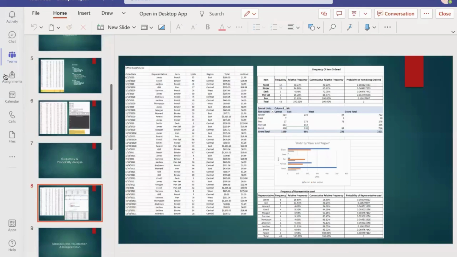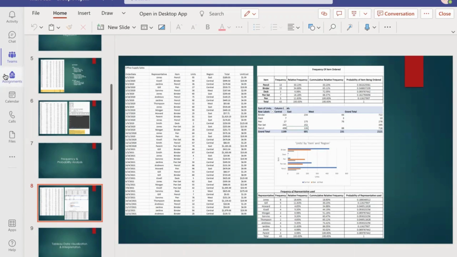So in this slide, we are looking at the frequency of items ordered, the regions that ordered which items the most and least, and the representatives used. Firstly, we can see from the first table that the item that was ordered the most was binders with a frequency of 15 orders, followed by pencils with a frequency of 13. The least ordered item was desks with a frequency of 3. When looking at probability, in the whole year, the probability that an order comes in for binders was 34%.